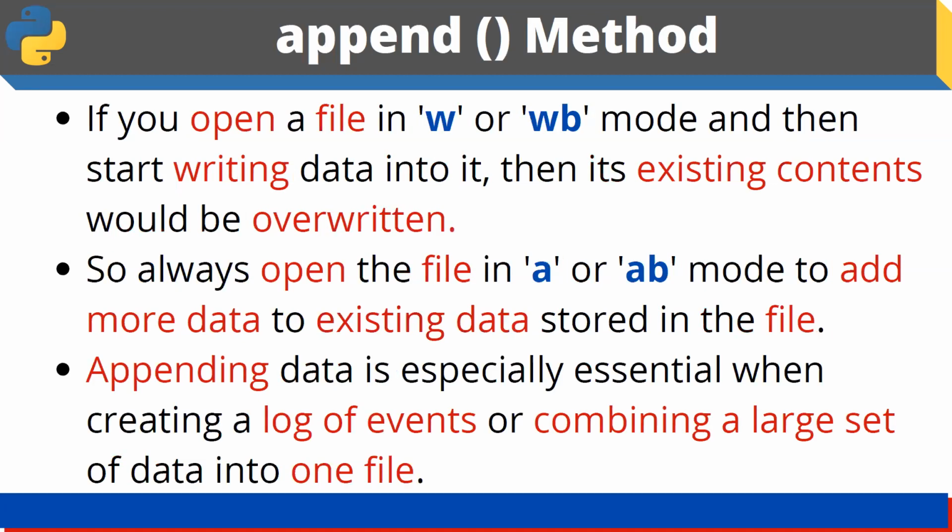If we open a file in W or WB mode and then start writing data into it, then its existing contents would be overwritten. So always open the file in A or AB mode to add more data to the existing data stored in the file. Appending data is especially essential when we are creating a log of events or combining a large set of data into one file.